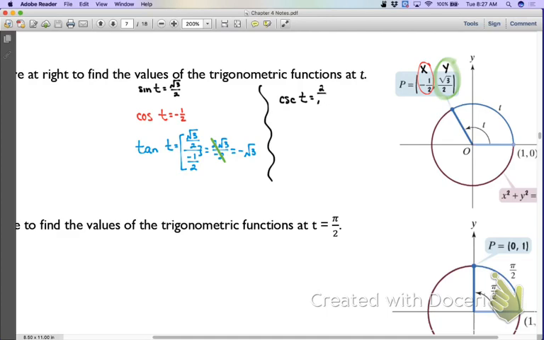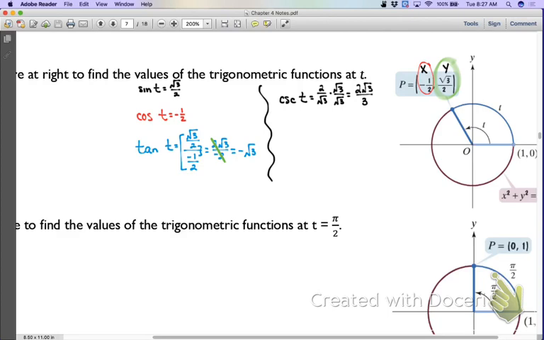Now, can I leave a radical in the bottom? No, so how do I get rid of that radical? Square root of 3. Square root of 3. So what's the top going to be? 2 square root of 3 over?